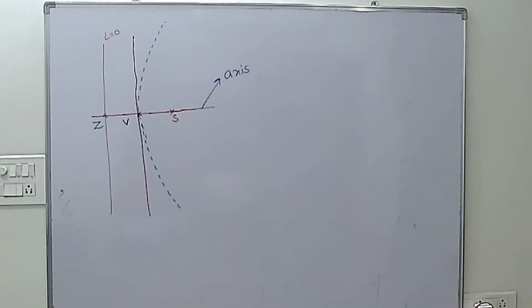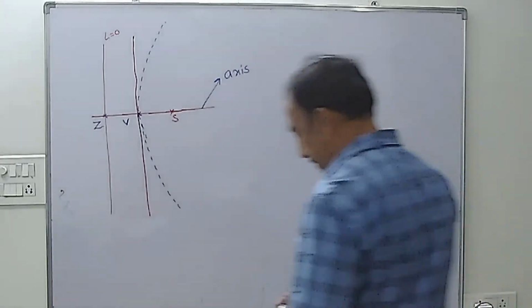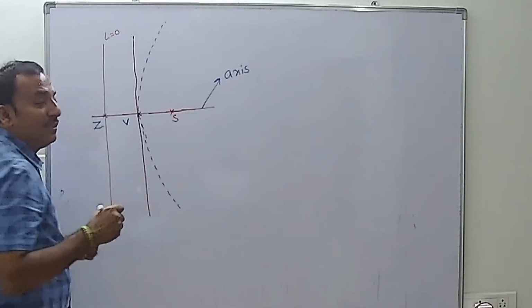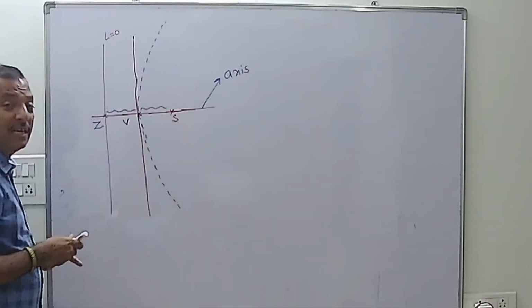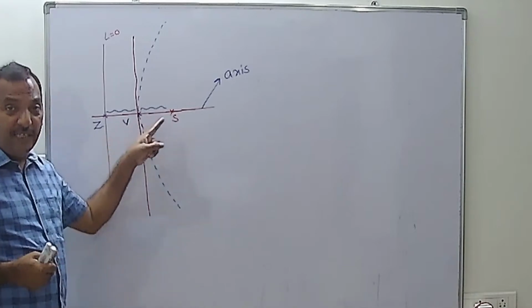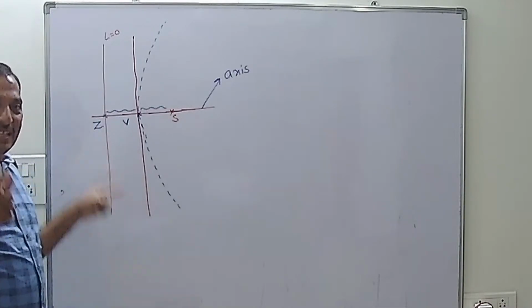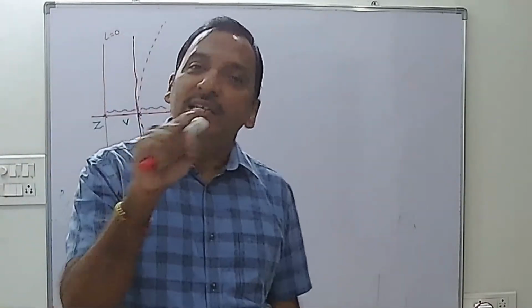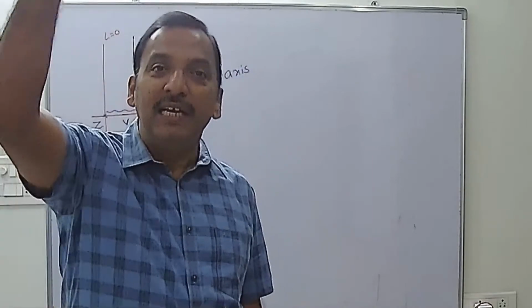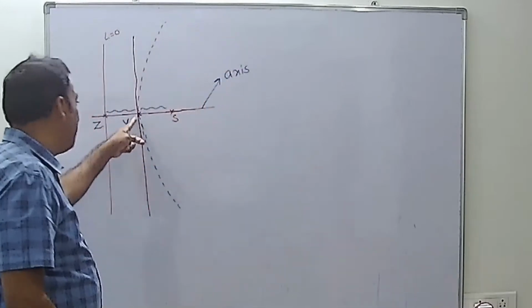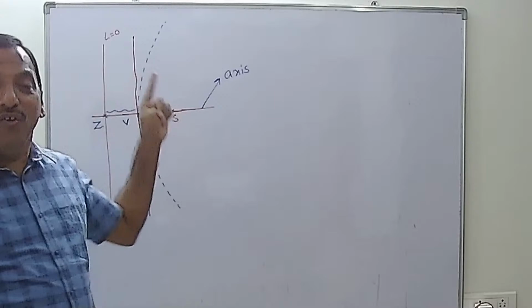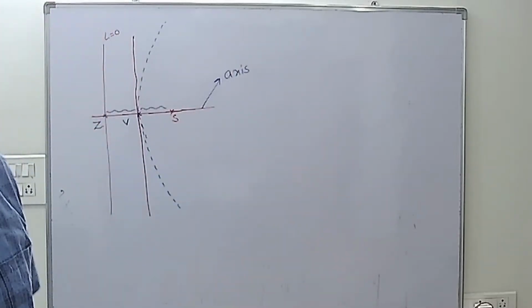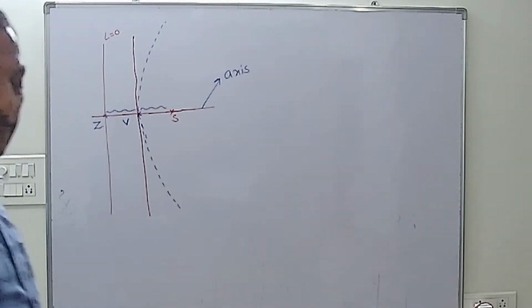Okay, the midpoint of Z and S is the vertex of the parabola. Sir, why does the vertex lie on the parabola? It is the midpoint, so both the distances are the same, which means the vertex is equidistant from the focus and directrix. Earlier we said that all points equidistant from the focus and directrix lie on the parabola. The vertex is the midpoint of Z and S, so it is equidistant from focus and directrix. Therefore, it always lies on the parabola. It is called the vertex of the parabola.